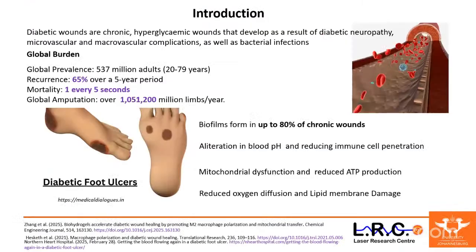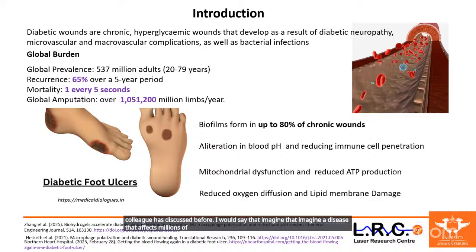Now, adding on to what my colleague has discussed before, imagine a disease that affects millions of individuals between the ages of 20 to 79 and silently results in heart disease, kidney failure, and blindness. In addition to this is what chronic diabetic wounds normally result in, right? As my colleague has also said, they have a high prevalence rate, affecting more than 500 million individuals globally.